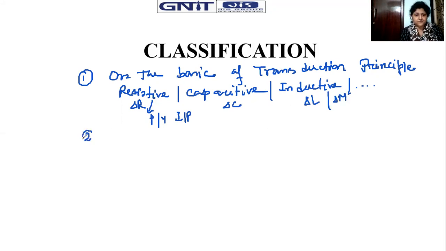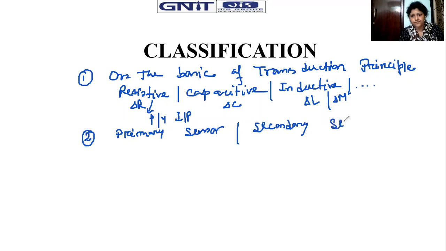Number two is that there are basically primary sensing element, sorry, primary sensor or secondary sensor. So primary sensor means basically what? It will sense as a single stage sensor. You can say this is the single stage sensor. Okay. And secondary sensor means what? There will be a two stage sensor.